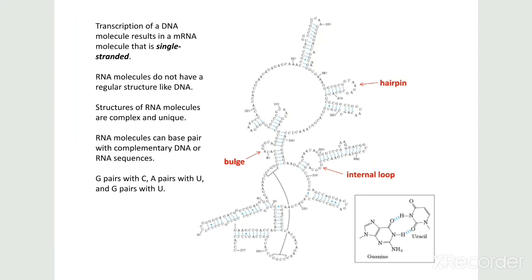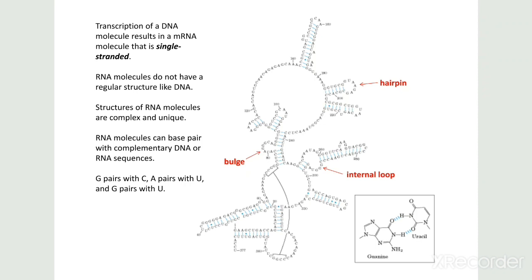Transcription of DNA molecules results in a messenger RNA molecule that is single-stranded, and RNA molecules do not have a regular structure like the DNA double helical structure. The structure of RNA molecules is complex and unique. As you can see, at some places there is bulging and internal loops, external loops that look like a hairpin. So this is the complex structure of messenger RNA.